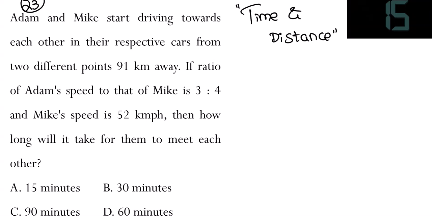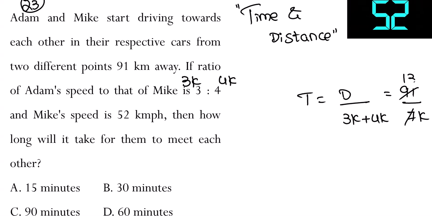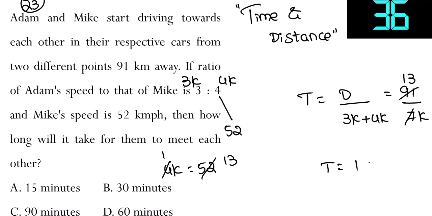So fine. Their speeds, we can say, are 3K and 4K. Now, time taken is distance divided by the sum of speeds, as it is opposite direction. 91 divided by 7K. Answer is 13 divided by K hours. What is that K? Mike's speed is given as 52. 4K equal to 52, K equal to 13. So T will be equal to 1 hour.